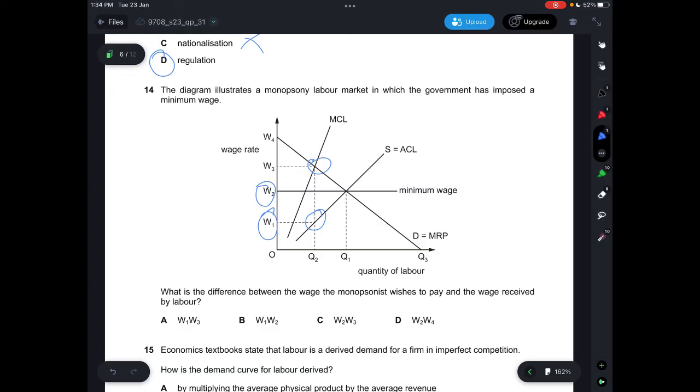Because that would be where monopsonists would actually maximize their pay rate. So here, the difference between the wage the monopsonist wishes to pay and the wage received would have to be the difference between the minimum wage and the point where MCL equals MRP. Therefore, the quantity where the MCL equals MRP and also the ACL. So ACL here touches W1 and the minimum wage touches W2. So the difference would be W1 and W2. So the answer is B.